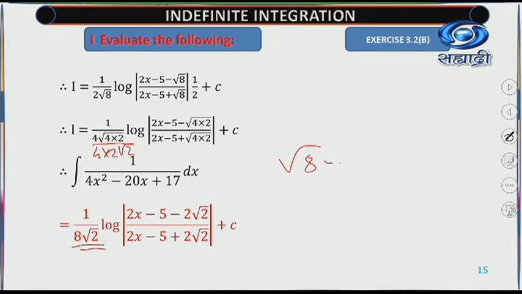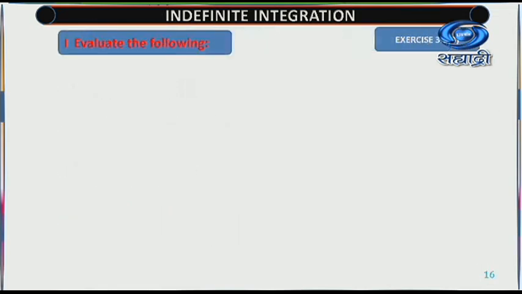We are writing the root 8 value as 4 into 2, which is 2 root 2. We'll write that. So you'll get (2x minus 5 minus 2 root 2) upon (2x minus 5 plus 2 root 2) plus constant of integration. Okay, so this way you need to simplify many terms.